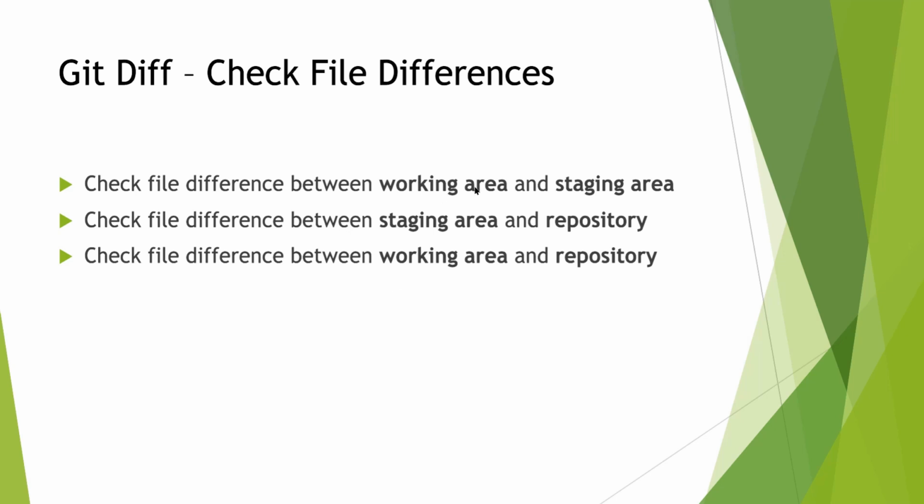So the first scenario is the difference between working area and staging area. I'm currently in the working area and I made a modification to some file, and now I want to compare that file with the version that is present in my staging area. That is the first scenario. The second scenario is that I am currently on the staging area and I want to see the file difference compared to the version that is available in my repository. That is the second scenario. And the third scenario is that, being in the working area, I want to compare it with the version that is present in my repository.